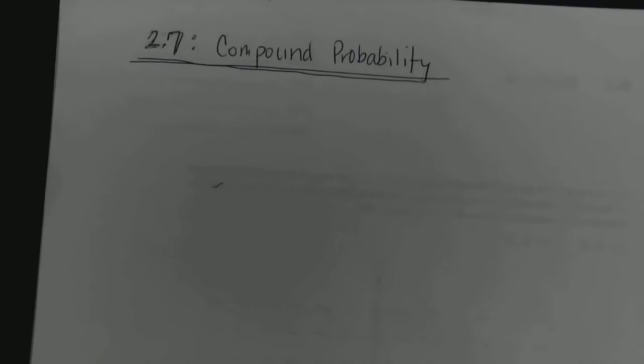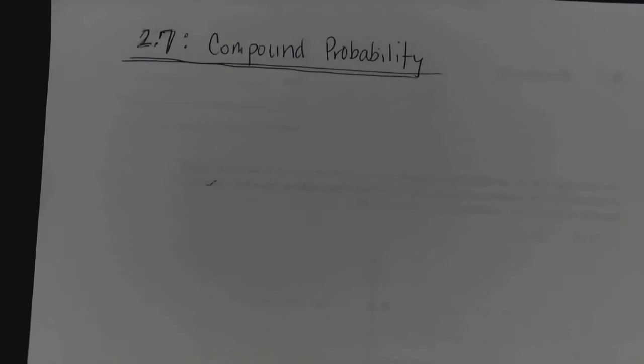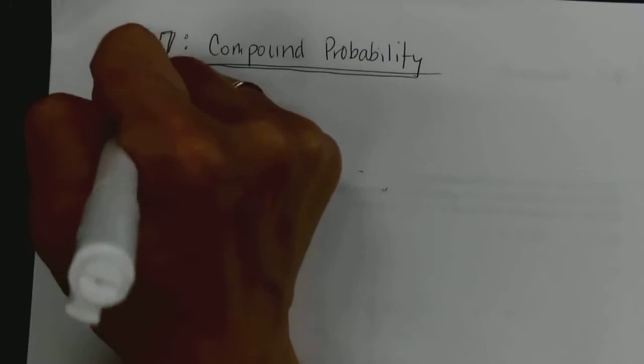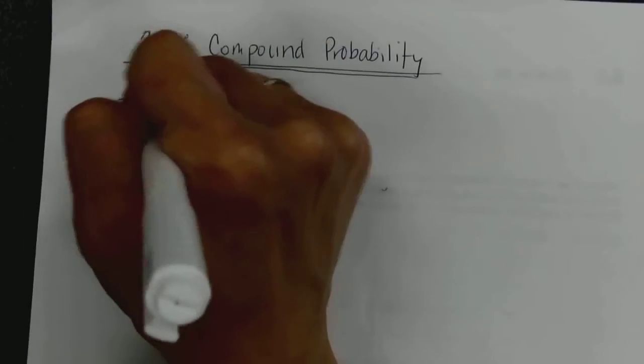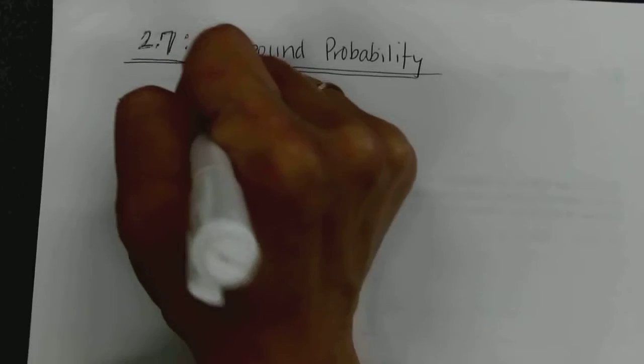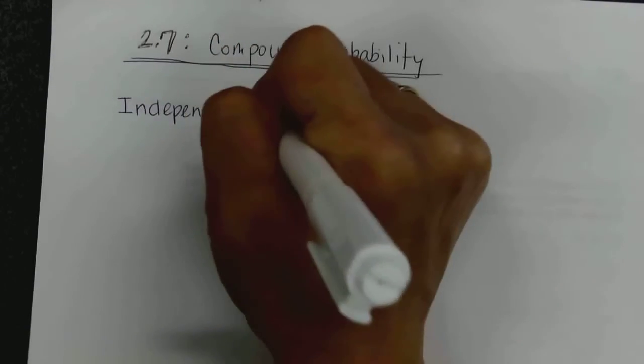This is compound probability. So instead of just one event occurring, we are going to do multiple events. But in Algebra 1, we deal with two events. When you get to Algebra 2, there are more than just two events. So there are two types of compound probability. One is independent events.